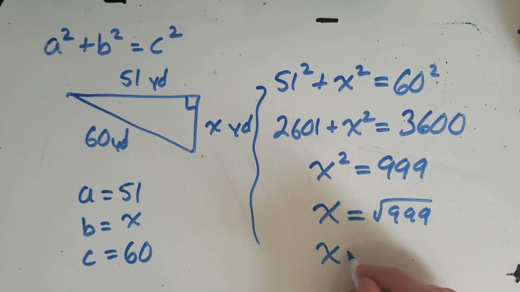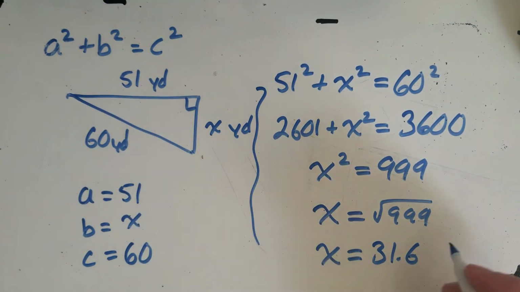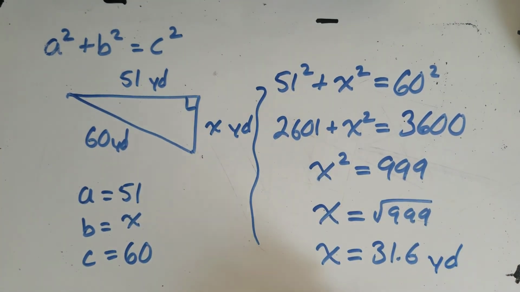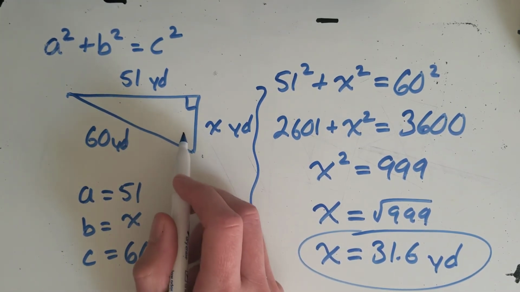And x is equal to, we'll round to the nearest tenth, 31.6. And we're in the units of yards. So there we go. There's your value of x. That's your B. That's the other leg here.